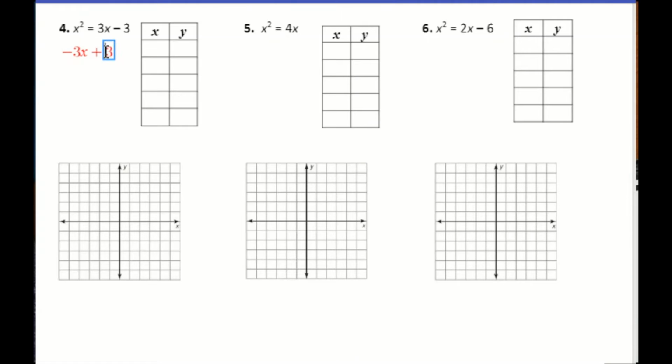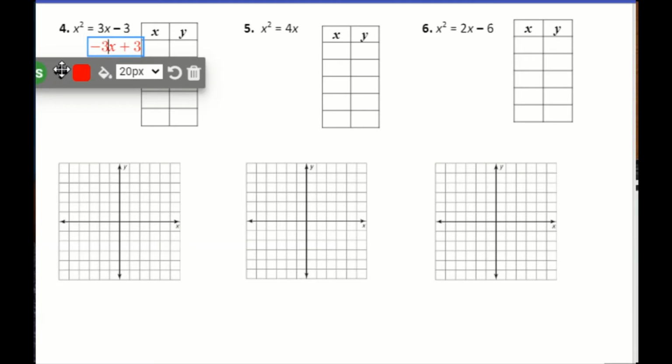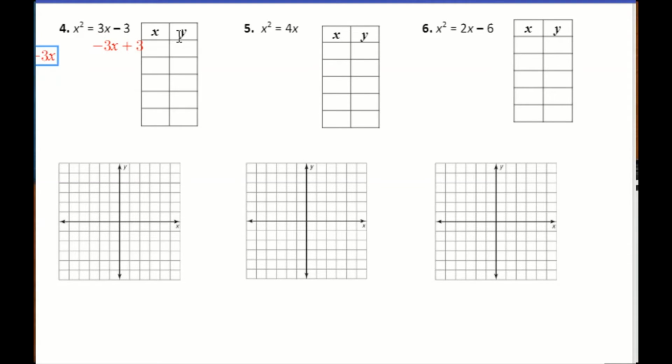So we want to take that away from the left-hand side, but we also want to do it to the right-hand side. In other words, we're just going to move everything over to the left-hand side of the equation. That results in x squared minus 3x plus 3 equals 0.